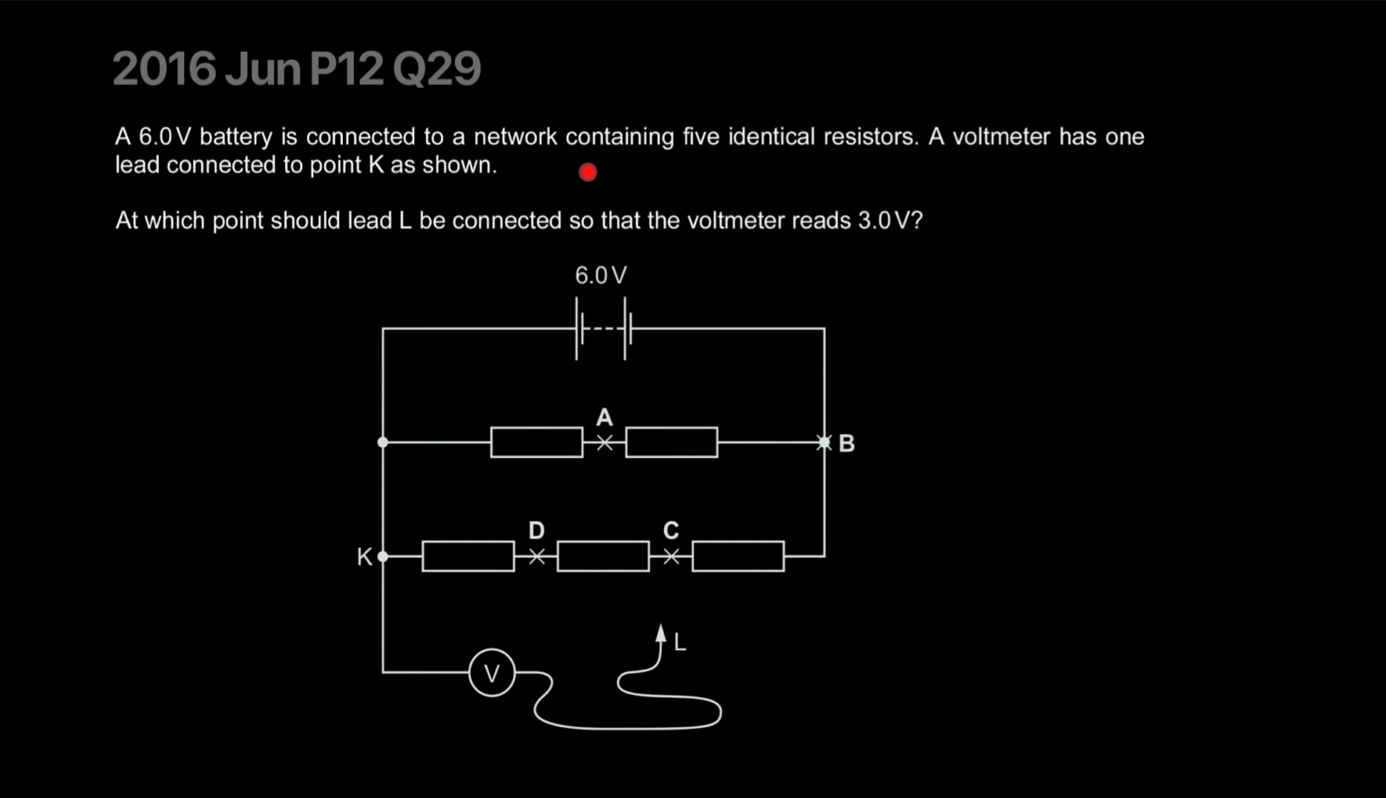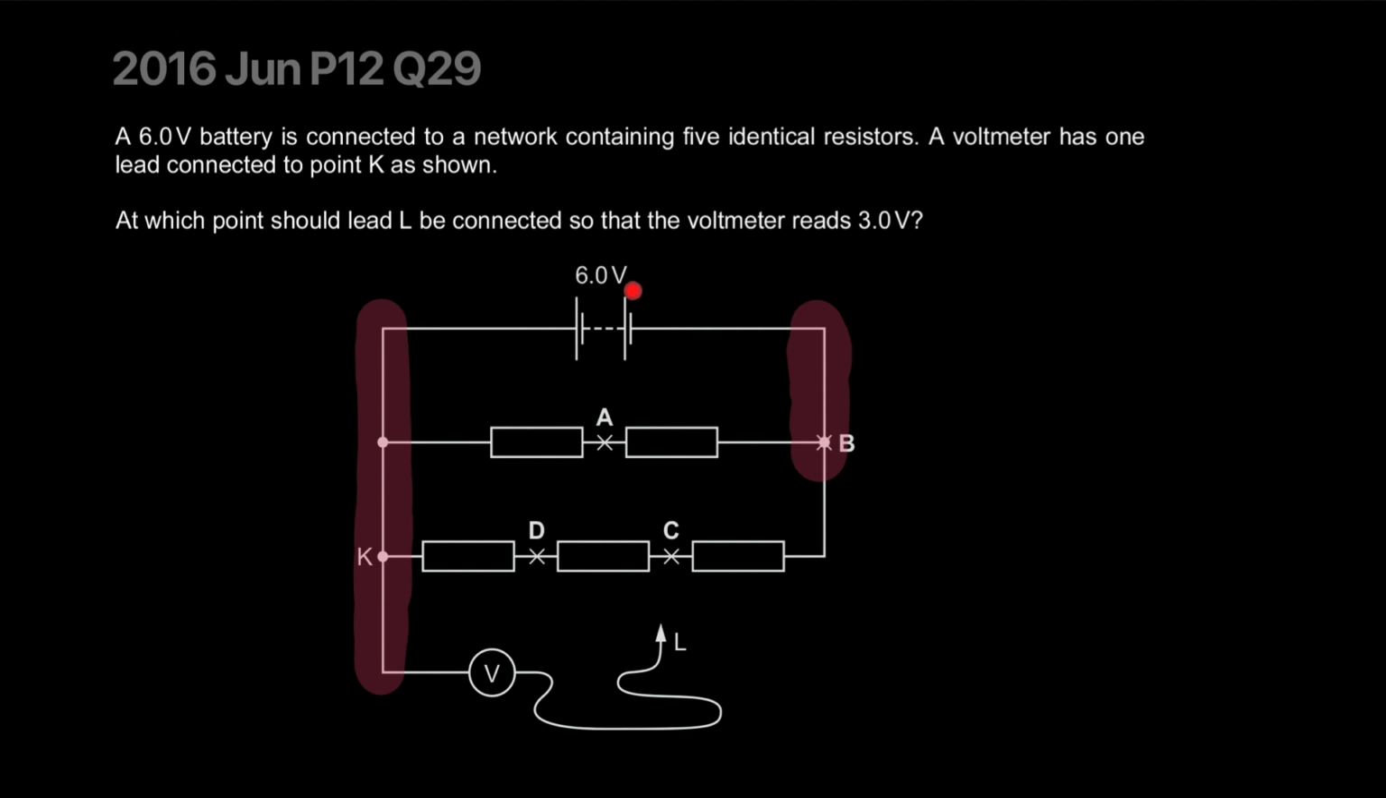A 6-volt battery is connected to a network containing 5 identical resistors. A voltmeter that has 1 lead connected to the point K is shown. So this entire row is connected to the voltmeter, so they all have the same potential difference. So let me just highlight that. You want to compare this side to another side. To which point should the lead L over here be connected so that the voltmeter reading is 3 volts? So let's take a look at this. What's going to happen if you put it here? Well, if you put it over here, it's connected to this entire area. It's the same as putting this voltmeter across it, right? So it's going to reach 6 volts.